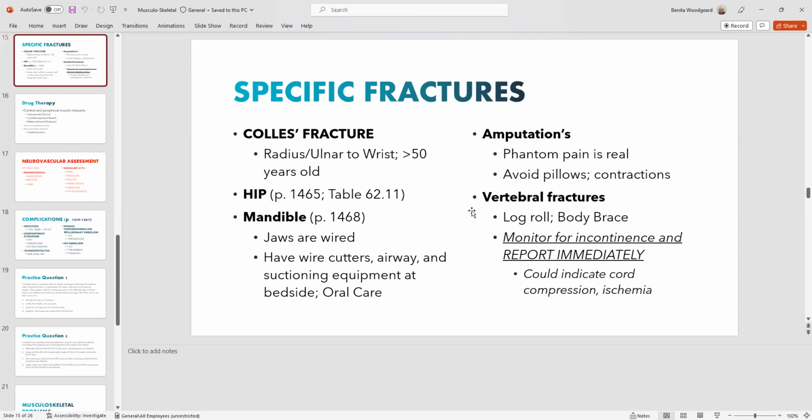Vertebral fractures. These are back spinal fractures. They don't always cause nerve compression, but obviously that would be a very important thing to be looking for as a neurovascular assessment in the legs. While these patients have a fracture, they're usually in a body brace. They wear just a cotton t-shirt under it. You log roll these patients. You want to monitor for incontinence and report it immediately, especially if the patient is not usually incontinent, because it can indicate that there is pressure on the lower part of the cord.